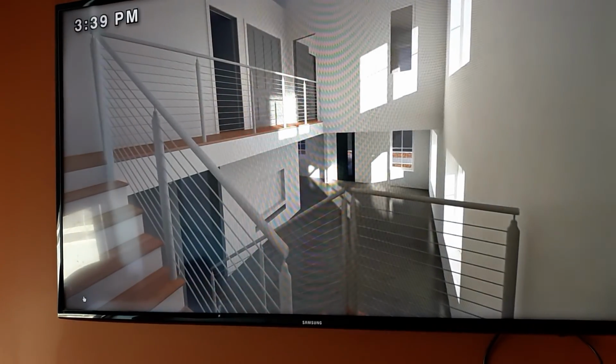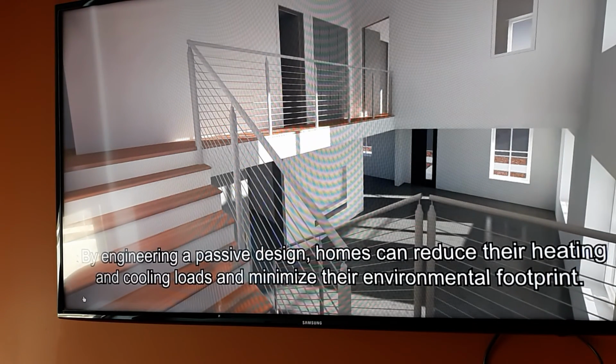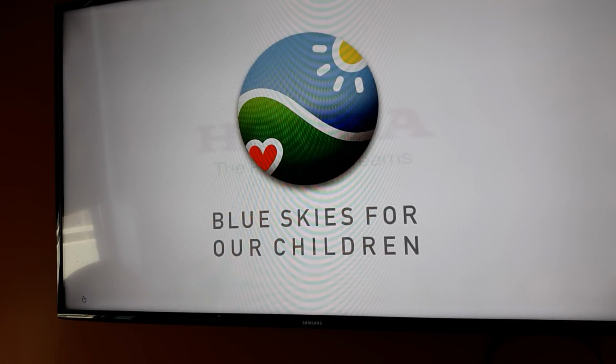So we can check design ideas and engineer appropriately off of these modeling technologies.